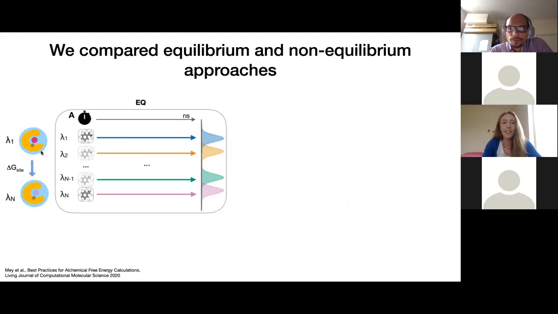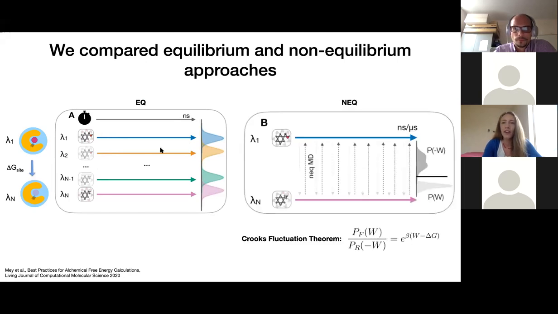Free energy differences between two physical end states can be calculated using different approaches. And a very common approach is the equilibrium approach. And there we have our two physical end states, and we define a set of intermediate states or lambda windows, and we perform a long MD simulation for each of them until we reach equilibrium, and then we sample the data at equilibrium.